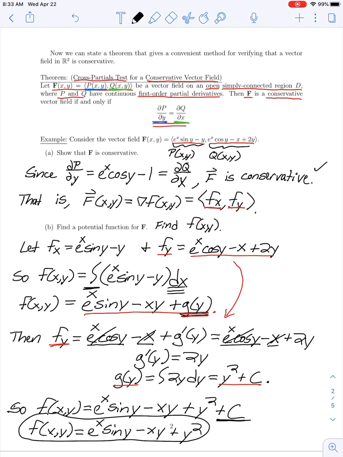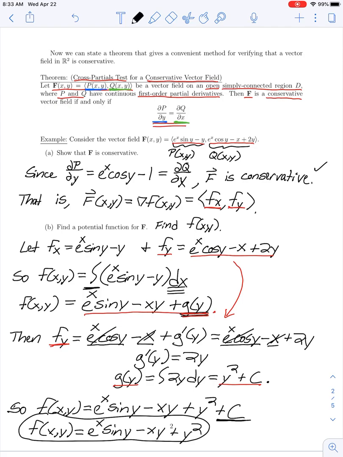So in part A of this example, we used this cross partials test to show that our field was conservative. And then using the component functions of that vector field and what we know about the gradient, we knew that our partial derivatives of the potential function were equal to those component functions of our field. So by finding their antiderivatives, we were able to find this potential function f.